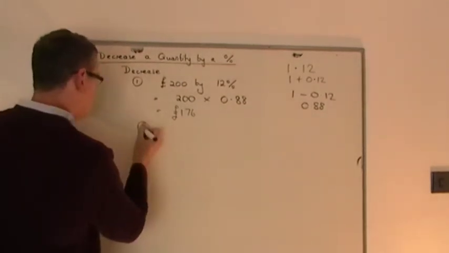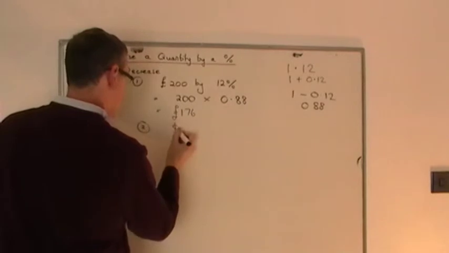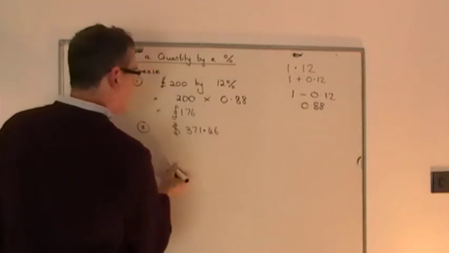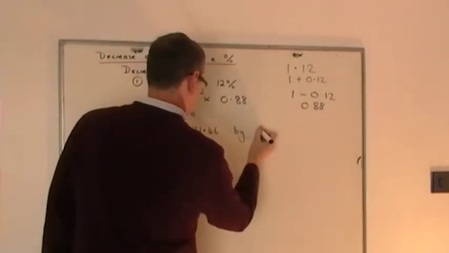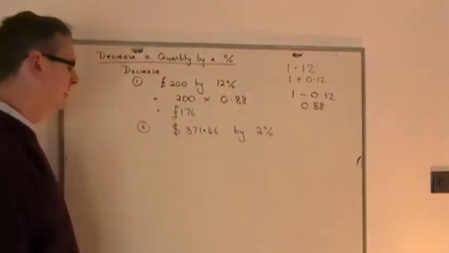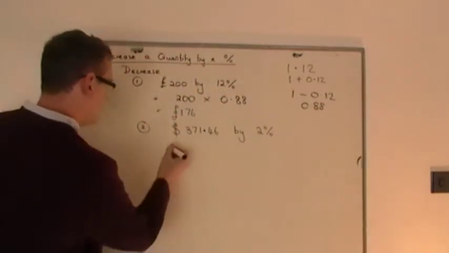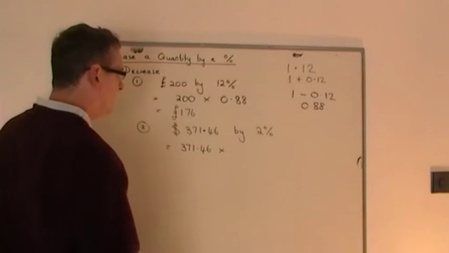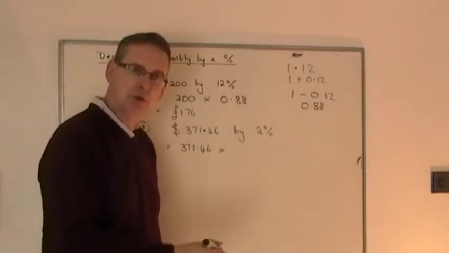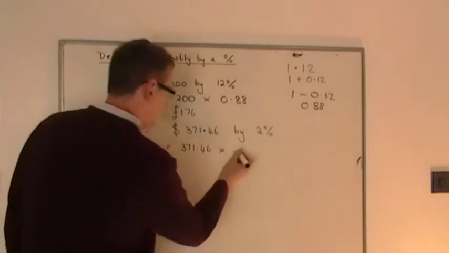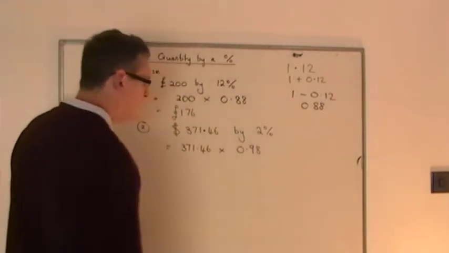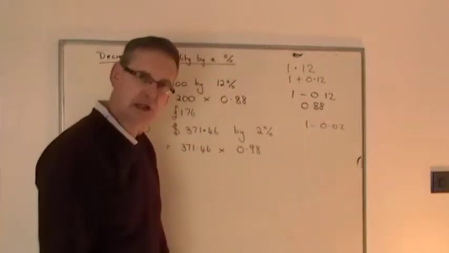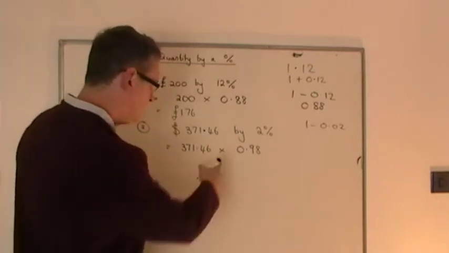Okay, this is very useful if you're doing a really awkward one. Let's say you have $371.46 and you're going to decrease it by, let's say, 2%. So what you do is you take the 371.46 and you multiply it by, well, an increase of 2% you'd multiply by 1.02. A decrease of 2% you times by 0.98, because it's like having 1 take away 0.02. That gives you a decrease of 2%, which is 0.98.